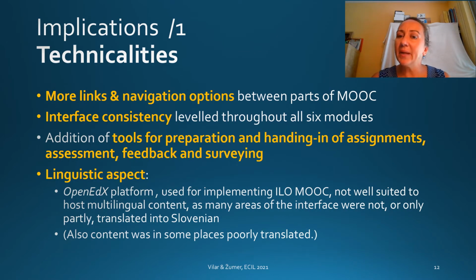So what are the implications here? The first group of implications, as we divided them, tackles more technical issues of the MOOC. The one finding, of course, is that more links and navigation options should be offered between parts of the MOOC, and to offer more options to navigate through the MOOC. Interface consistency should be leveled throughout all 6 modules.